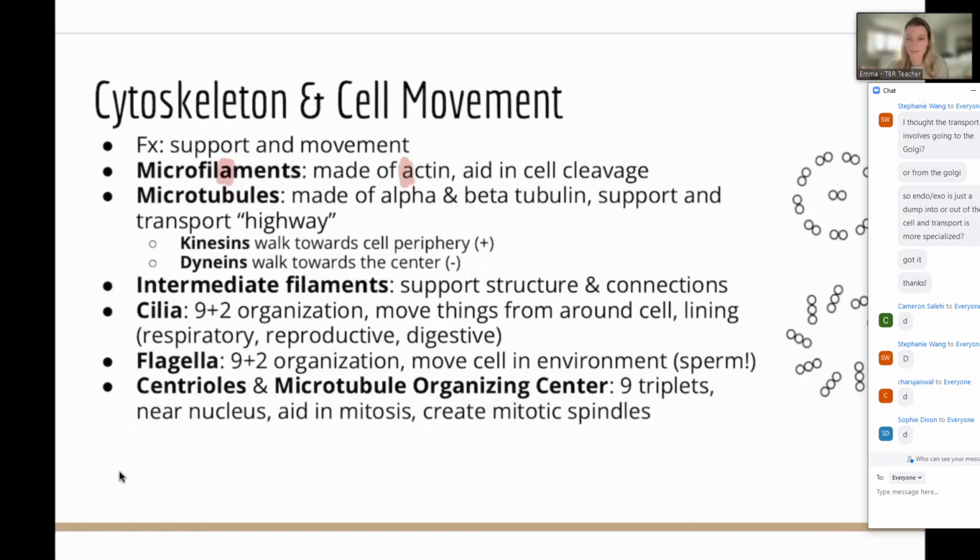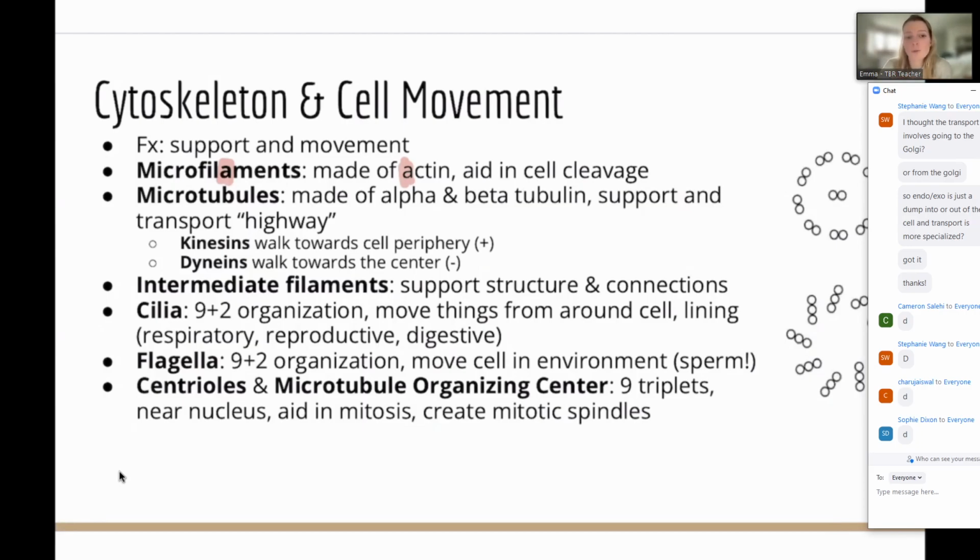So it's just good to always know that. And actin is going to act in cell cleavage. So it's all about binding together, pinching things off, and it's going to be really helpful in that. Compared to microtubules, which are made of alpha and beta tubulin. Those two pair well together.